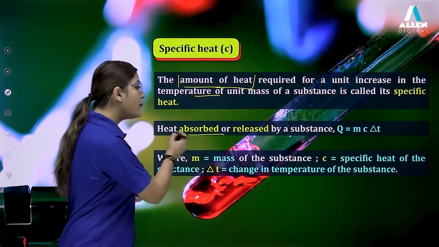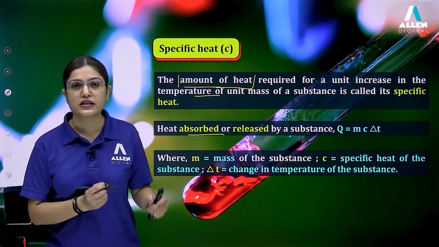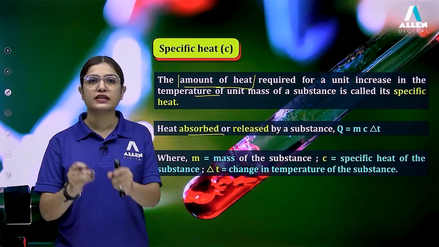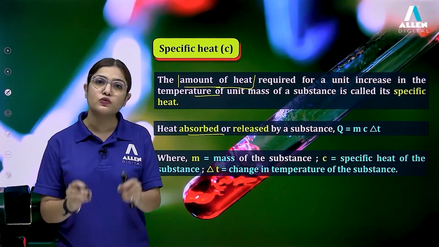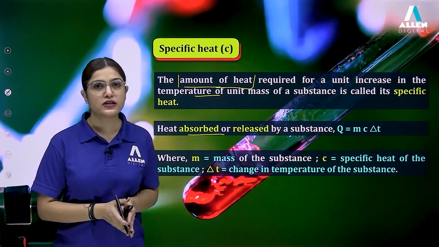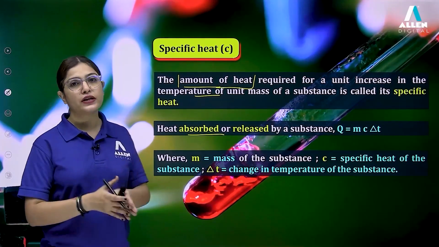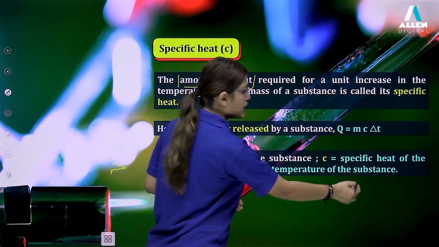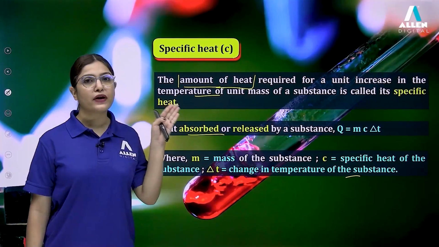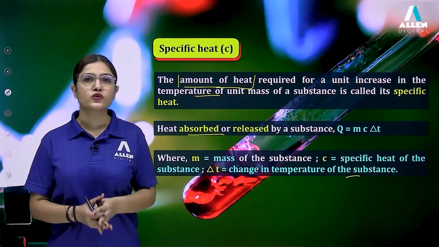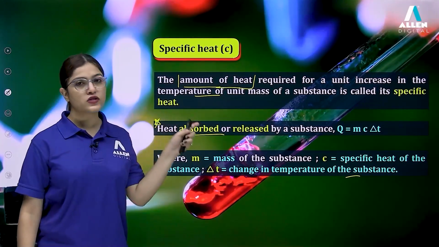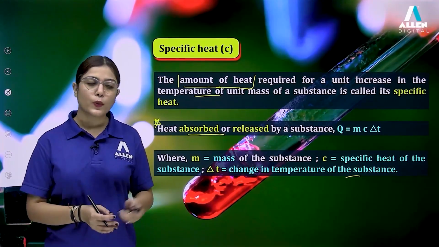Right, heat absorbed or released by a substance is denoted by Q. So we have the formula Q = mcΔT, where m is the mass of the substance, c is the specific heat of the substance, and ΔT is the change in temperature of the substance. By using this formula we are going to solve so many questions. So we can put a star mark because this formula is a very important one.